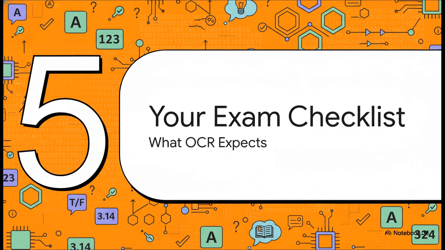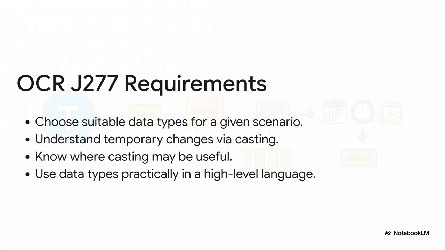So, the million-dollar question, how does this all actually translate to your exam? Let's break down exactly what the people at OCR expect you to know. Treat this slide as your ultimate revision checklist. You need to be able to look at a problem, like storing a username or a high score, and pick the right data type. You've got to understand what casting is, and crucially, know when you'd actually use it. And finally, you have to be able to put it all into practice in your code. If you can competently tick off everything on this list, you are in a great position for those exam questions.